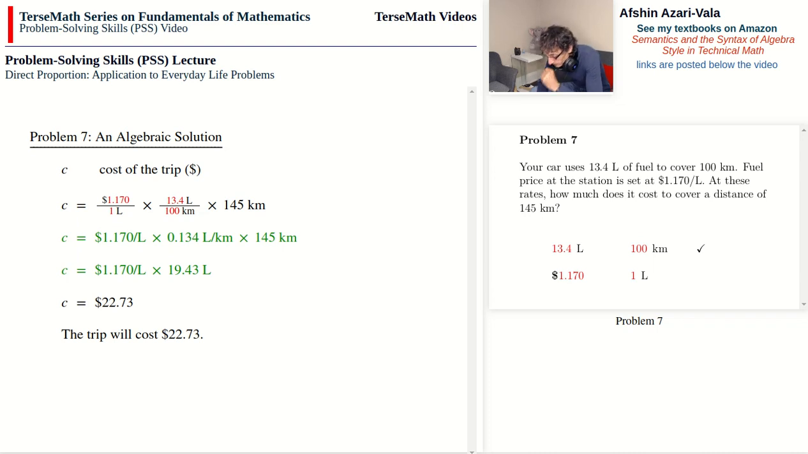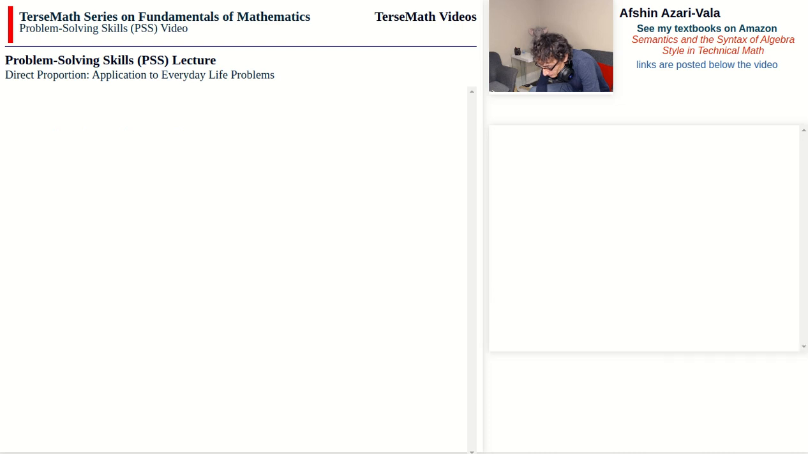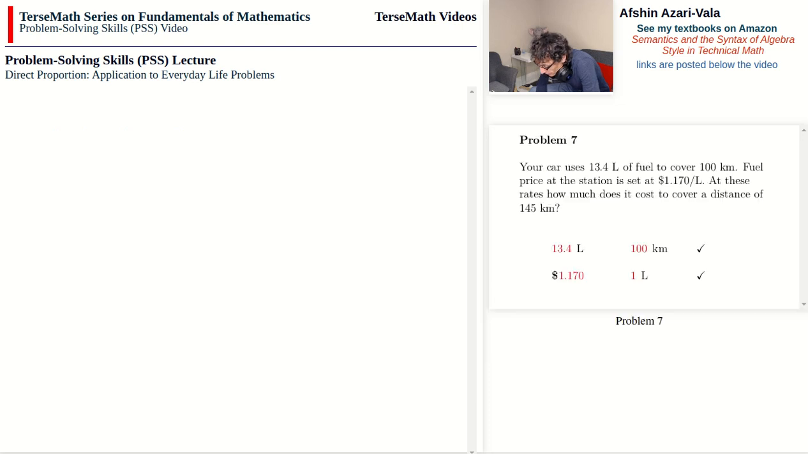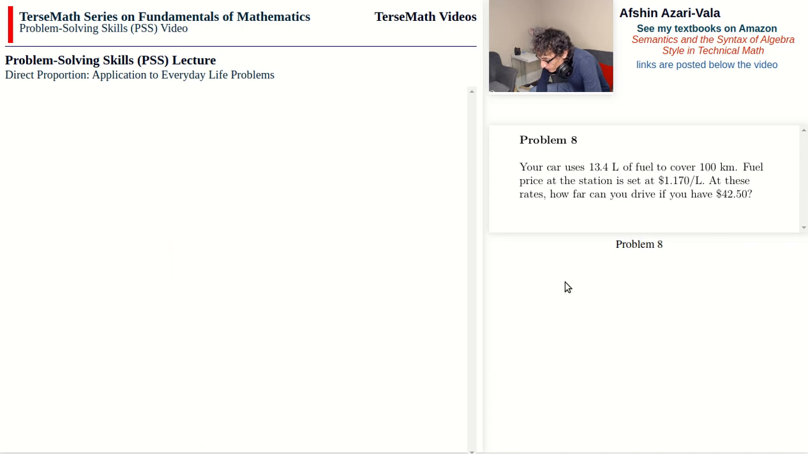All right. Now the next problem, and here it is. The next problem says your car uses 13.4 liters of fuel to cover 100 kilometers. Fuel price at the station is set at $1.17 per liter. At these rates, how far can you drive if you have $42.50?